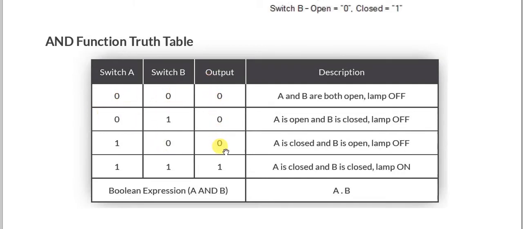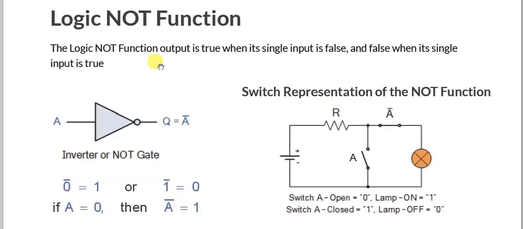Now this is the next logic gate, the NOT gate. We haven't done this yet. These are the three basic gates: OR gate, AND gate, and NOT gate. The logic NOT gate function: the output is true when its single input is false, and false when its single input is true. This is called the complementary gate or the inverter gate as well. The input is A, the output is A complement, meaning whatever input we provide, it brings the inverted or opposite of that.